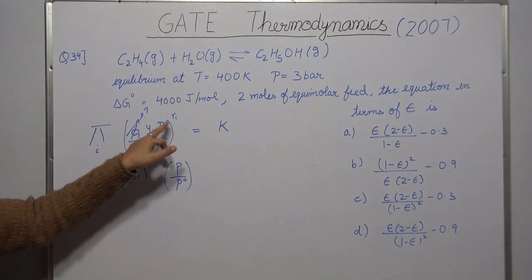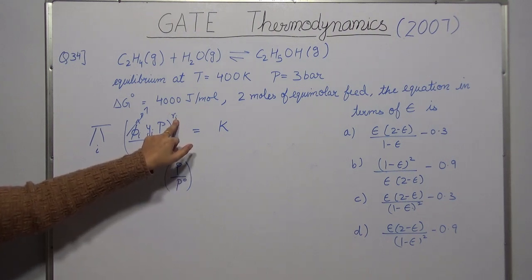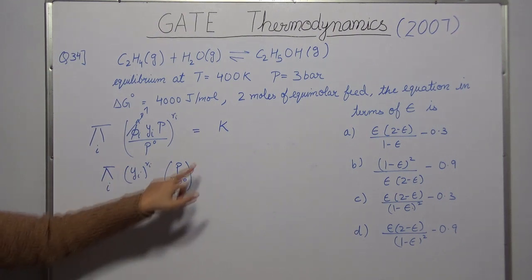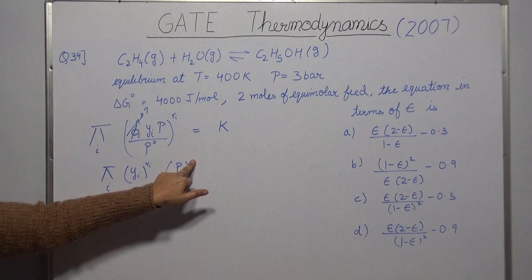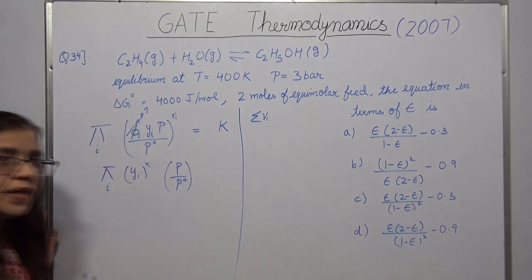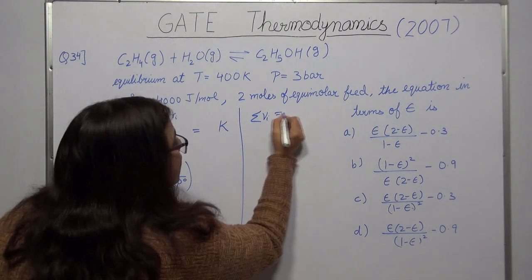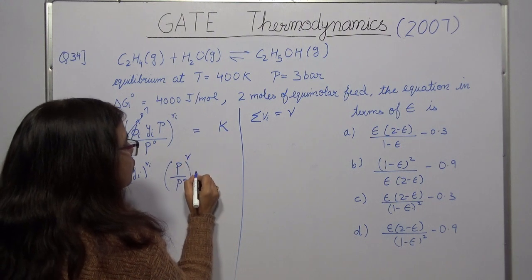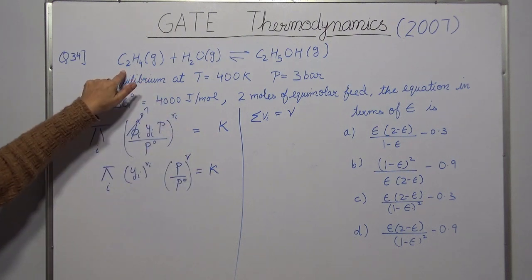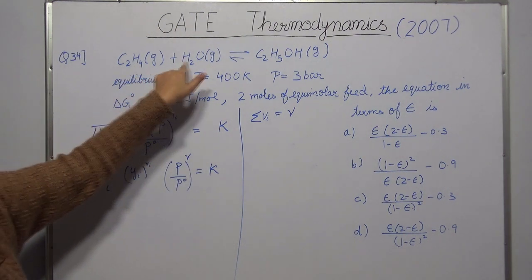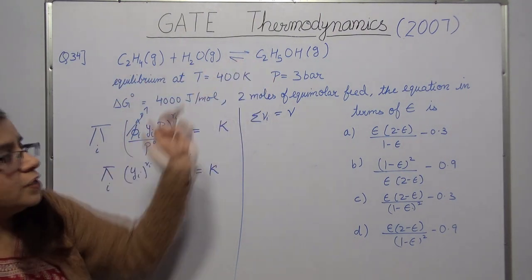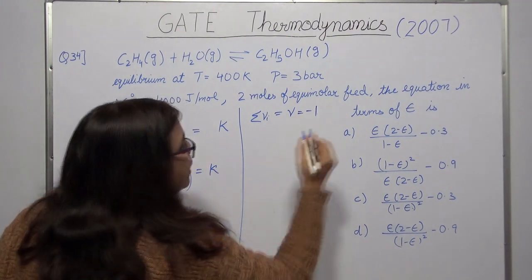Then since the bases are same and you will have all nu I, the power, it will get summated. Bases are same, in multiplication then powers are added, so you have summation over all nu I, and you know that summation over all nu I is your stoichiometric coefficient, that is denoted by nu. So it will be raised to nu, that is equal to k. Now let's find out what is nu first. So nu I for C2H4 it is -1, for H2O -1, and for ethanol it is +1. So -1, -1, -2, +1, -1. So your nu is equal to -1.